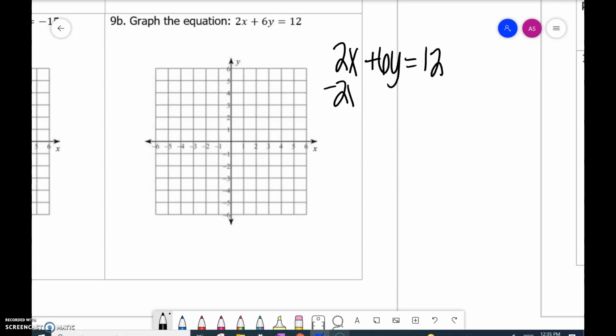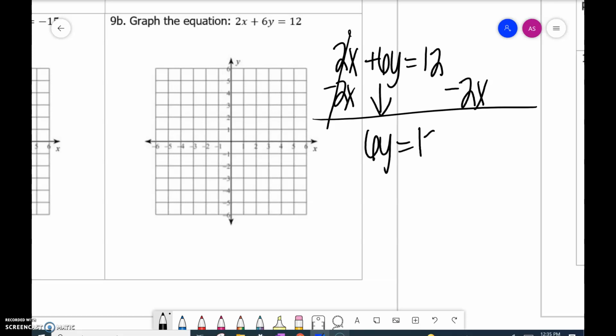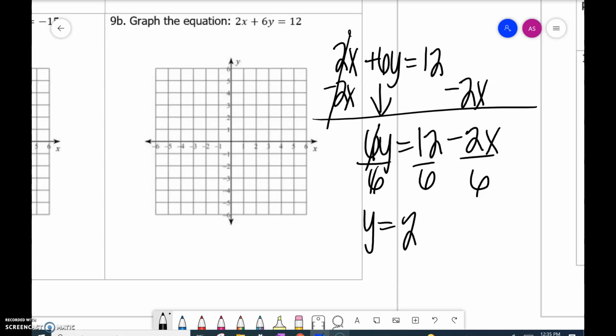So I'm going to subtract 2x from both sides. That'll cancel out here. I'll bring down 6y equals 12 minus 2x. Then I'll divide both sides by 6. And then my equation is y equals 12 divided by 6 is 2, and then negative 2x divided by 6 is negative 1/3 x. So from here, I have my slope and my y-intercept, which is 1/3 and 2.